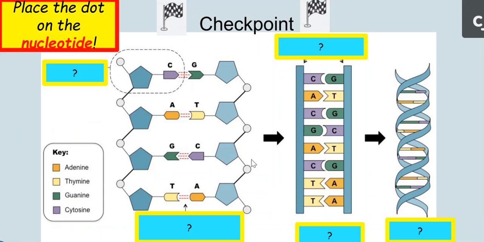So, take a look at these images again. Where is the nucleotide? If you said the upper left-hand corner, you would be correct. Nucleotide looks like a cheerleader. Pom-pom, phosphate, sugar, and nitrogen base.